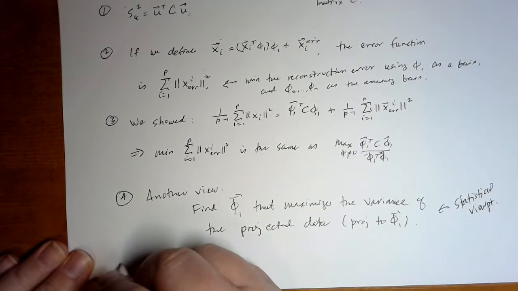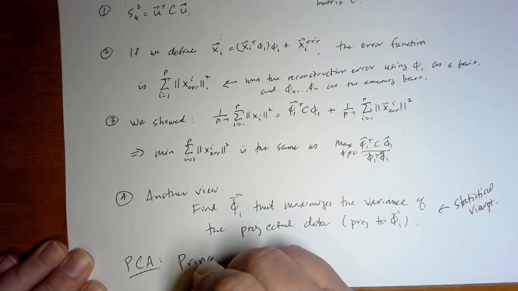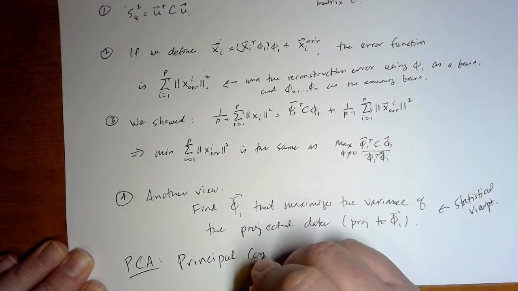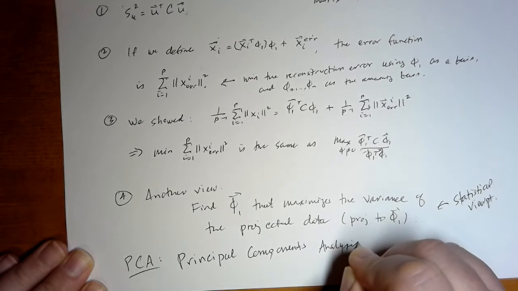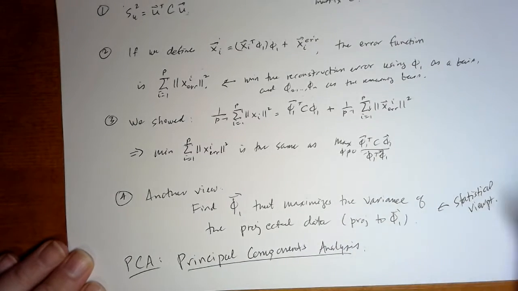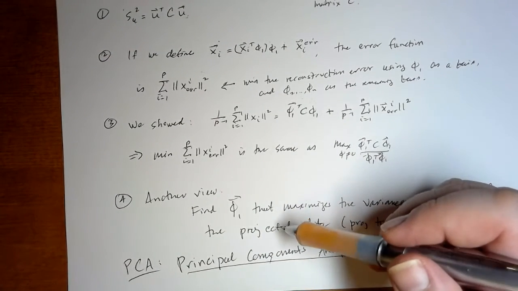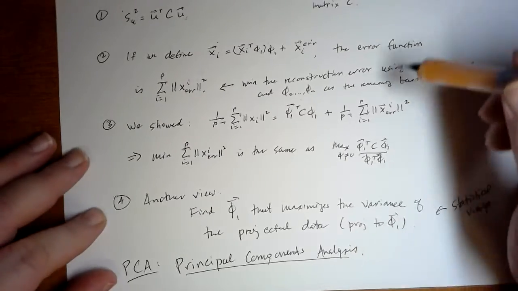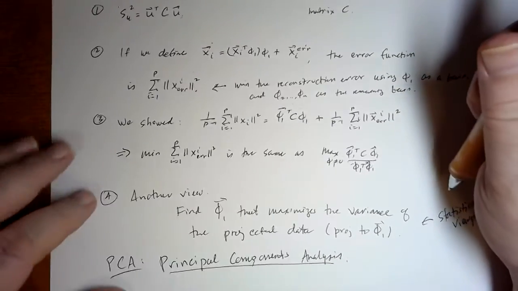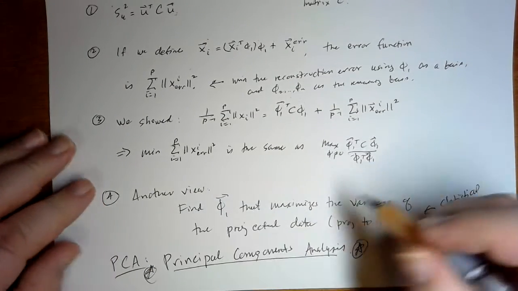So what is PCA? PCA stands for Principal Components Analysis. And so the principal components are the vectors that maximize the variance of the data projected to those vectors. Which as it turns out is our best basis. And so principal components analysis is the same thing as our best basis.